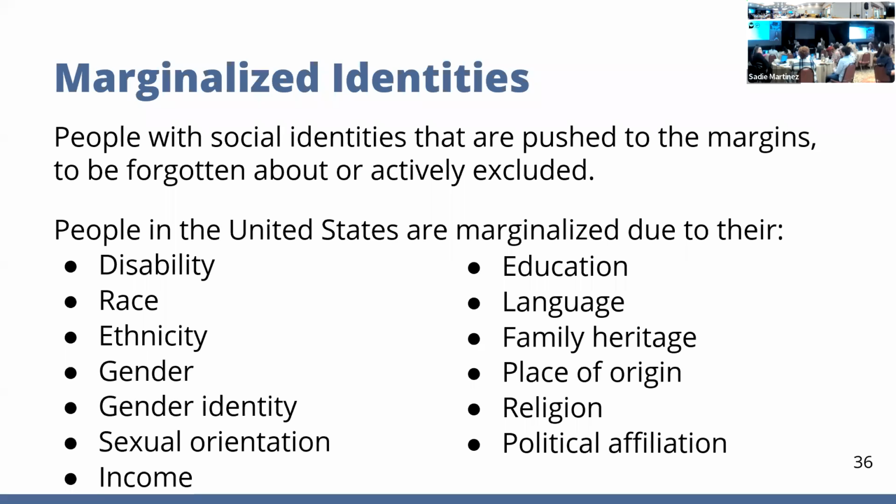And let's look at some people with social identities that are pushed to the margins, who tend to be forgotten about or actively excluded. People in the United States are marginalized due to their disability, race, ethnicity, gender identity, sexual orientation, income, education level, language, family heritage, place of origin, religion, or political affiliation, to name a few marginalized identities. Next, please.